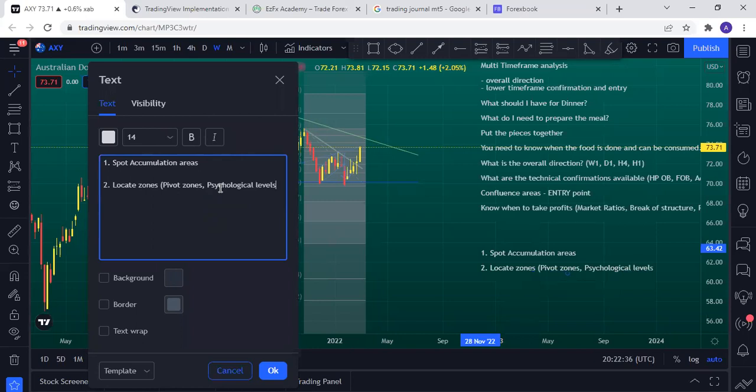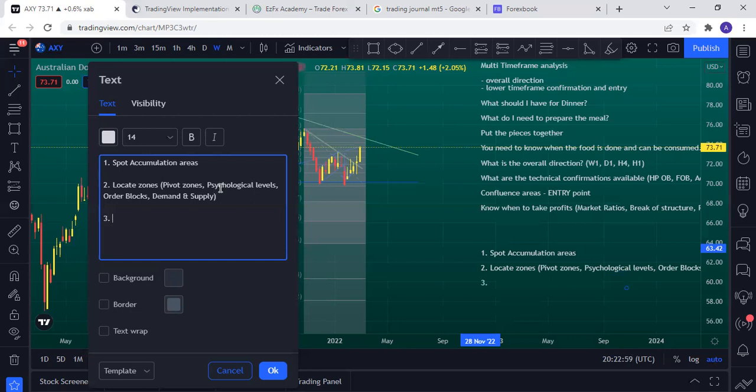Zones could also come in the form of other blocks, or demand and supply. So these are the zones. This is one thing that I also do.